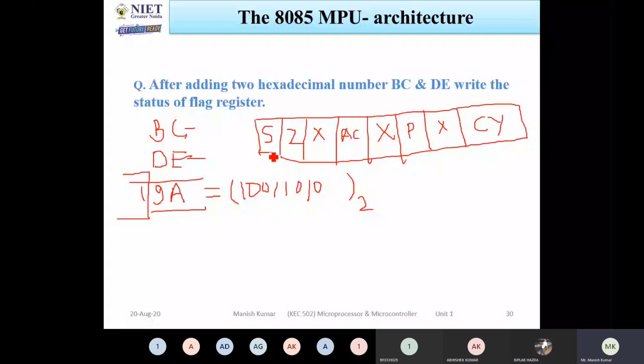Now first you have to write the values. What is the value of S, either 0 or 1? What is the value of Z, either 0 or 1? What is the value of auxiliary carry, either 0 or 1? In this way you have to write down the values of all 5 parameters. Now tell me the answer: what is the value of the sign flag?